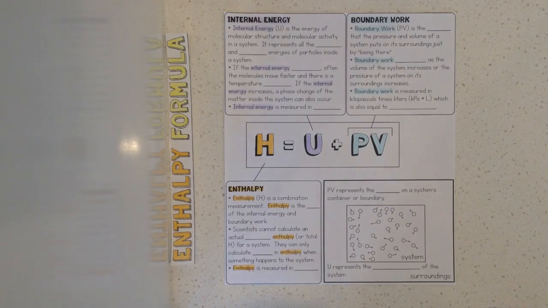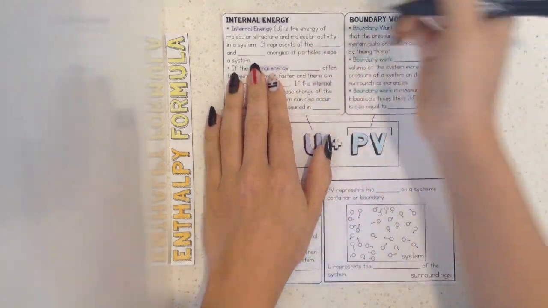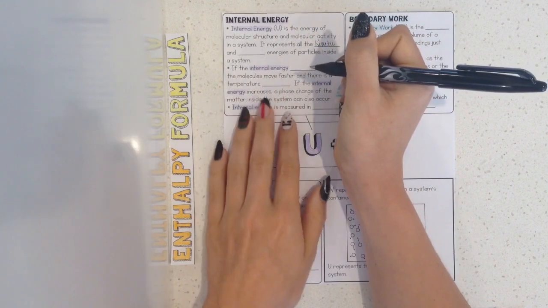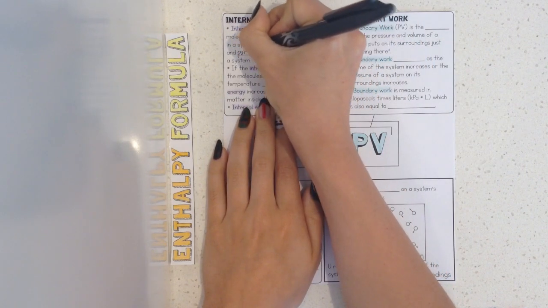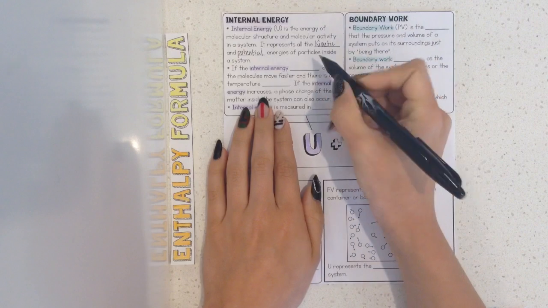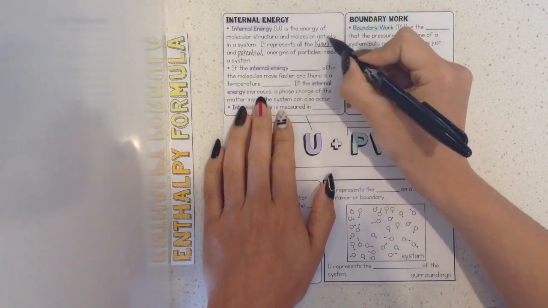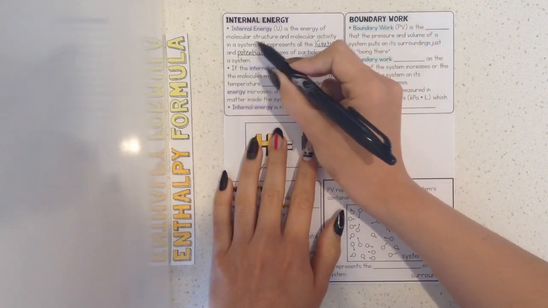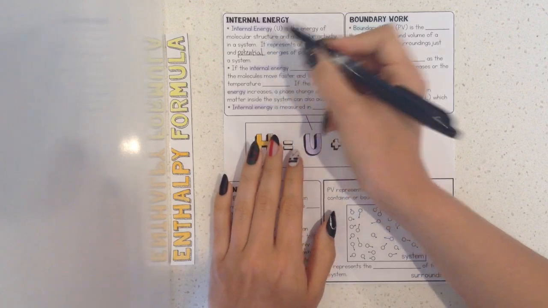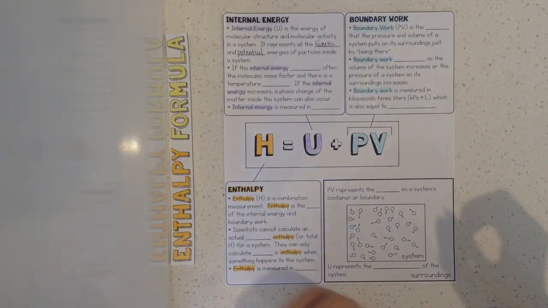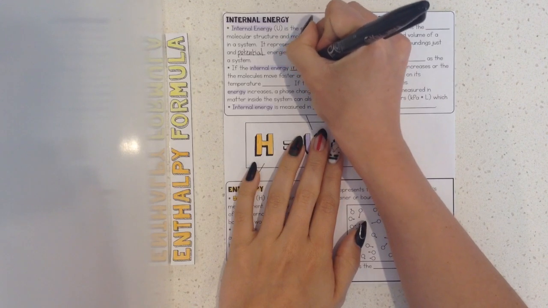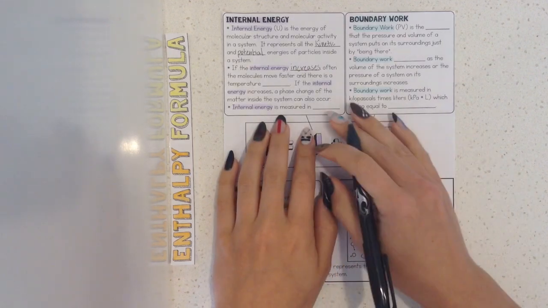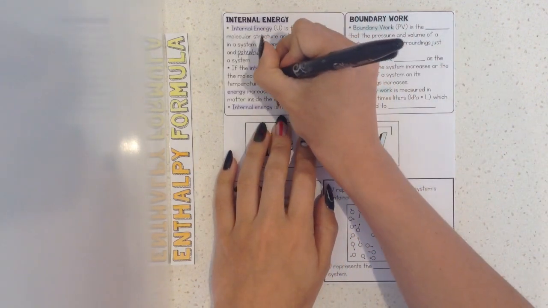So your internal energy represents all the kinetic and potential energies of particles inside a system. So again, kinetic energy from the activity of the molecules bouncing around, and potential energy, the stored energy from the bonds between atoms. If the internal energy increases, often the molecules move faster, and there is a temperature increase.